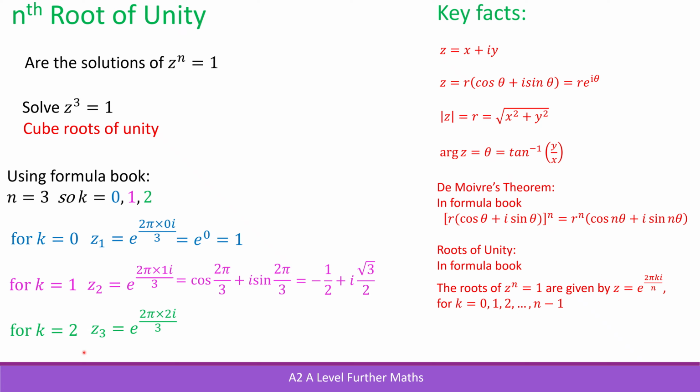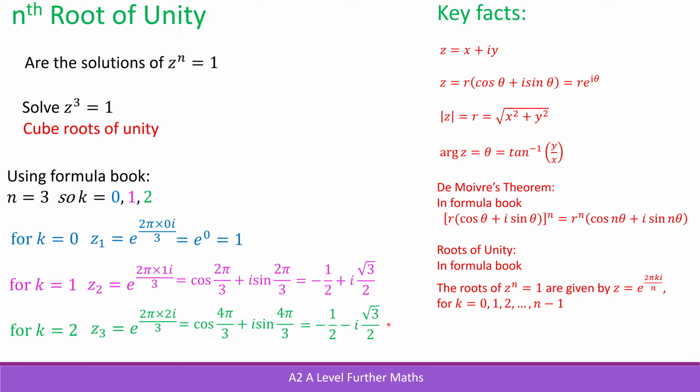Now for k equals 2, we can work out our third solution. So our first one was z1, our second is z2, our third is z3. I've got e to the 2 pi times 2i over 3. And again, I've got 2 times 2, which is 4. So writing it in modulus argument form, I've got cos of 4 pi over 3 plus i sine of 4 pi over 3. Typing this in your calculator is going to give you minus a half, and typing in sine of 4 pi by 3 will give you minus root 3 over 2. So these are my roots. So this is the answer to the nth roots of unity.